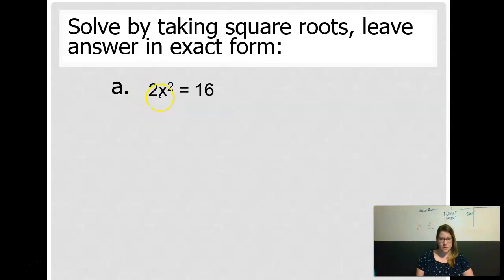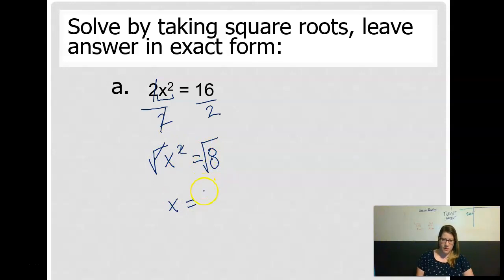So the first thing we want to do, first step, same as last time, is we want to get x squared all by itself. So we need to undo this times 2 we have here first. So let's divide both sides by 2. That will give me x squared equals 8. So that's step 1, get x squared by itself. Step 2, take the square root of both sides so that those will cancel. And remember, we're going to have a positive and a negative of whatever our solution is here.